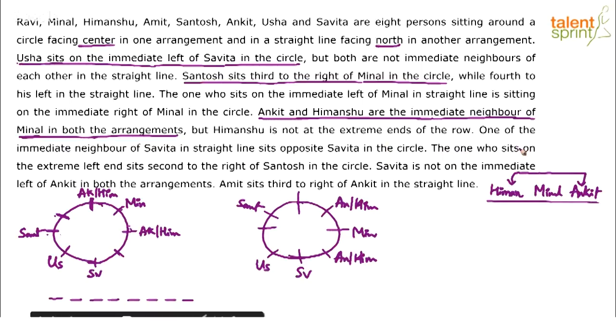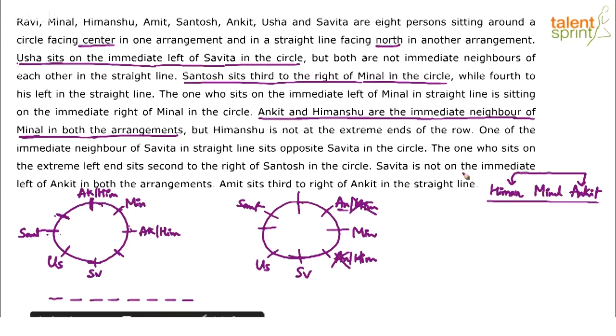The one who sits on extreme left end sits second to the right of Santosh in the circle. Savita is not the immediate left of Ankit in both the arrangements. Okay, so this point can be used for the second case. We know that Savita is not an immediate neighbour of Ankit. Savita is not an immediate left of Ankit in both arrangements. Here if you take Ankit in this position, Savita will become immediate left of Ankit. So Ankit cannot come here. So basically we can rule out Ankit cannot come here. This should be Himanshu and here should be Ankit.